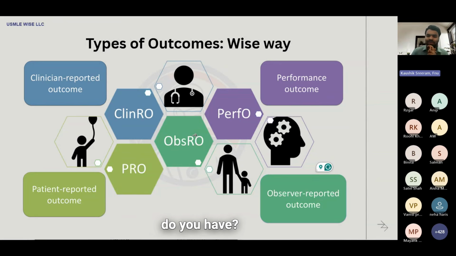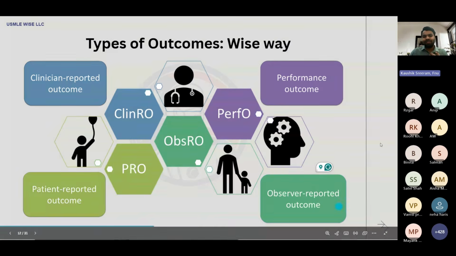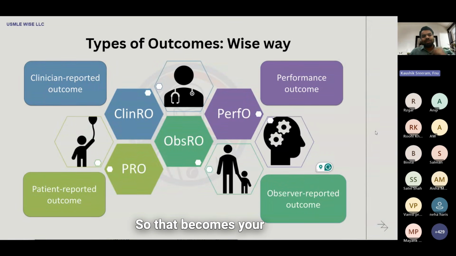Next, what else do you have? You are a clinician or you're a medical student, a patient comes to you and you are evaluating. The clinician is basically evaluating the case and then he's reporting certain things that, okay, I saw icterus. Will the patient ever say that I have grade 3 icterus? No. So that becomes your clinician reported outcome. Whatever the clinician is reporting, that is your clinician reported outcome.